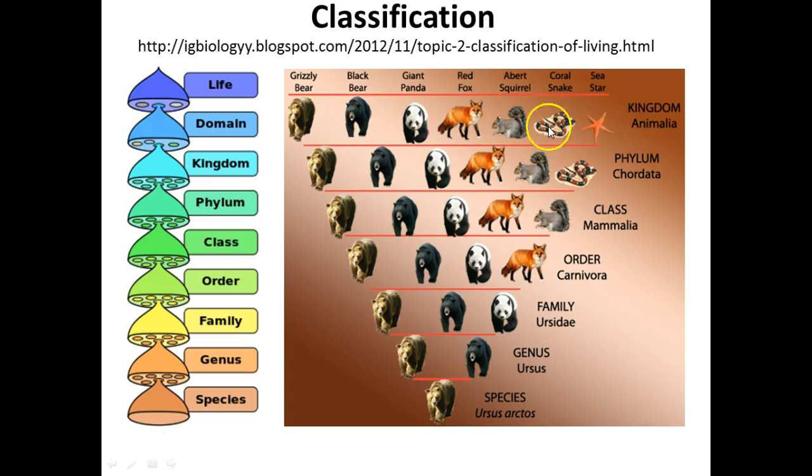How is this classification determined? I mean, what makes an animal an animal? What's a chordata? What's a mammal? What was this information based on? Right? We know bears, right? Because they have similar what?